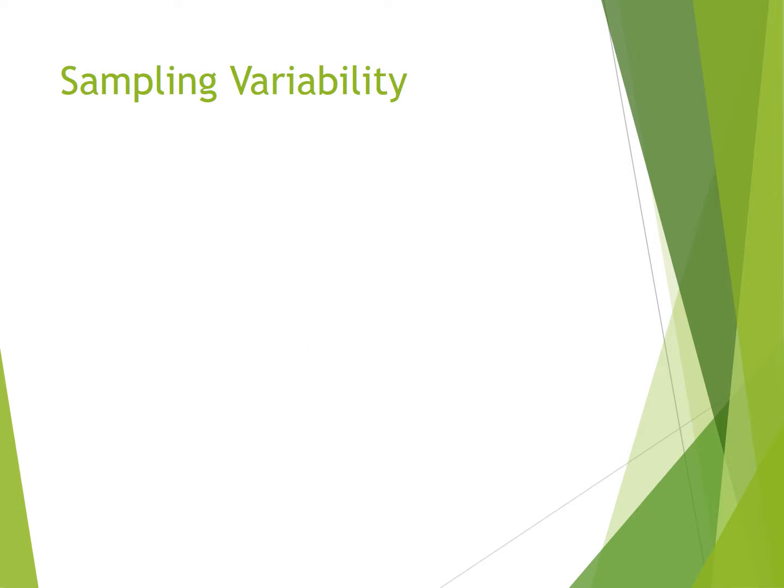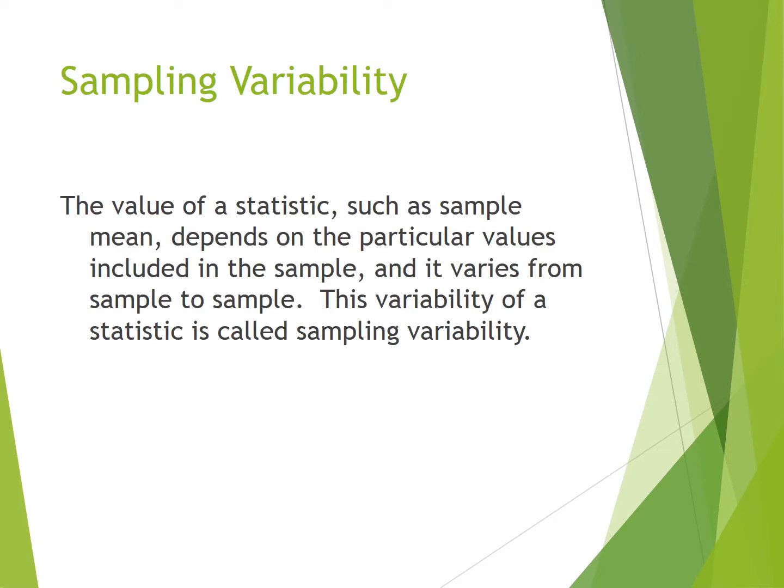This is important. The value of a statistic, such as a sample mean, depends on particular values included in the sample, and it varies from sample to sample. This variability is called sampling variability.